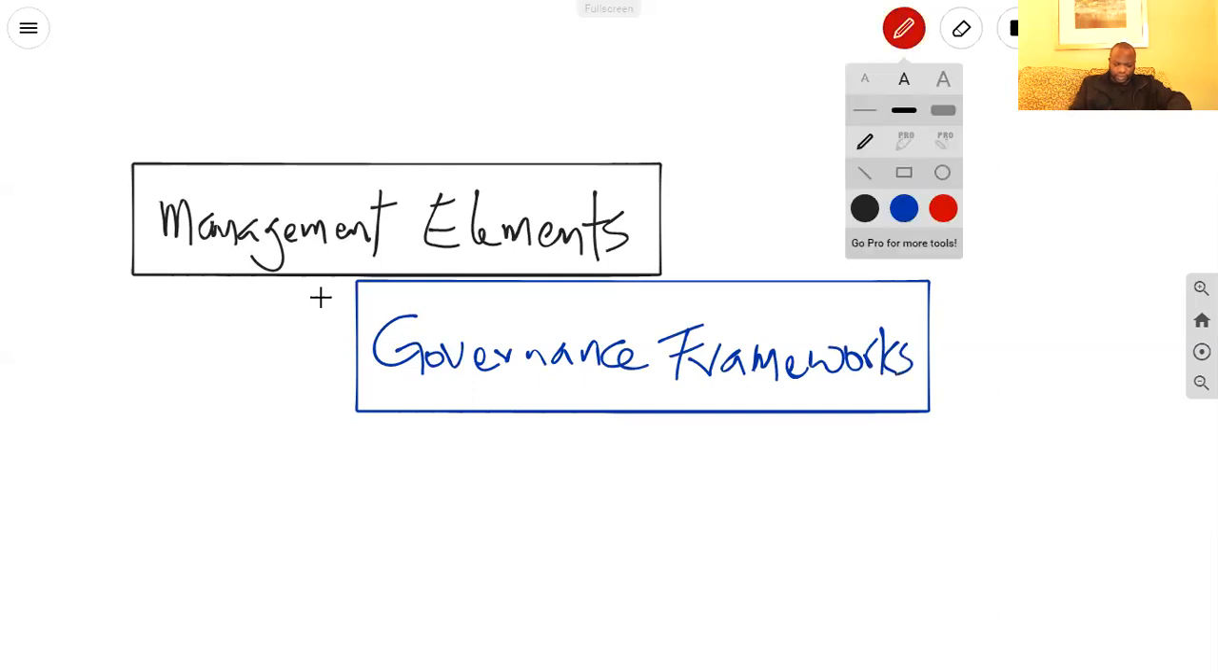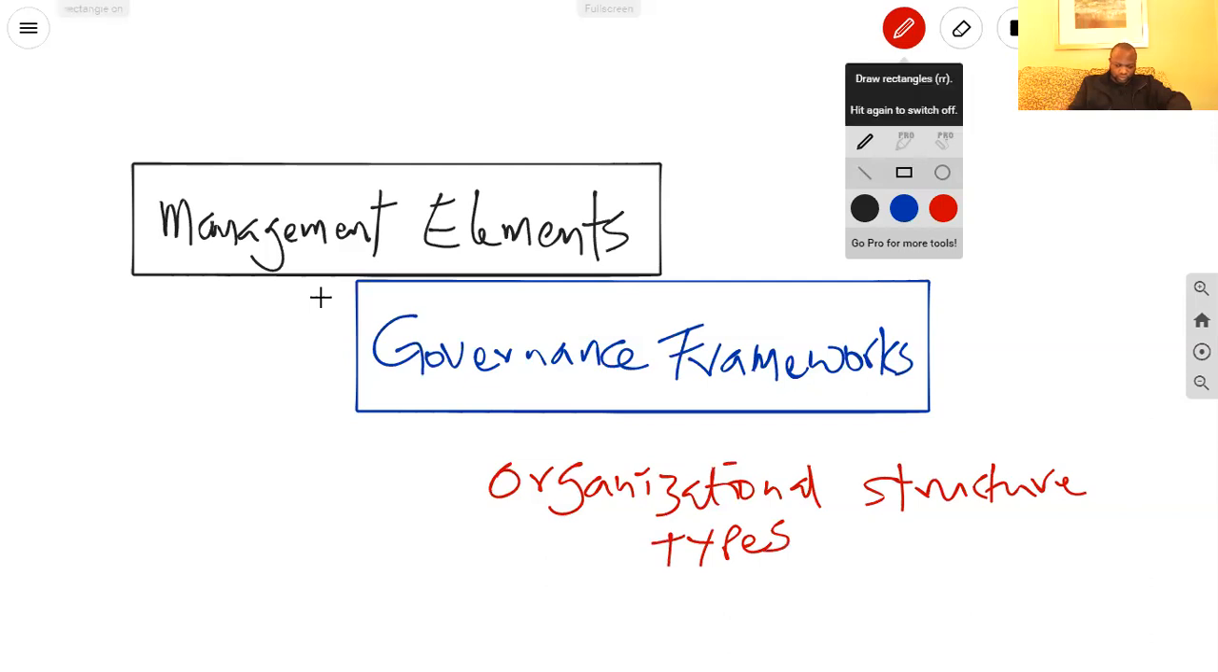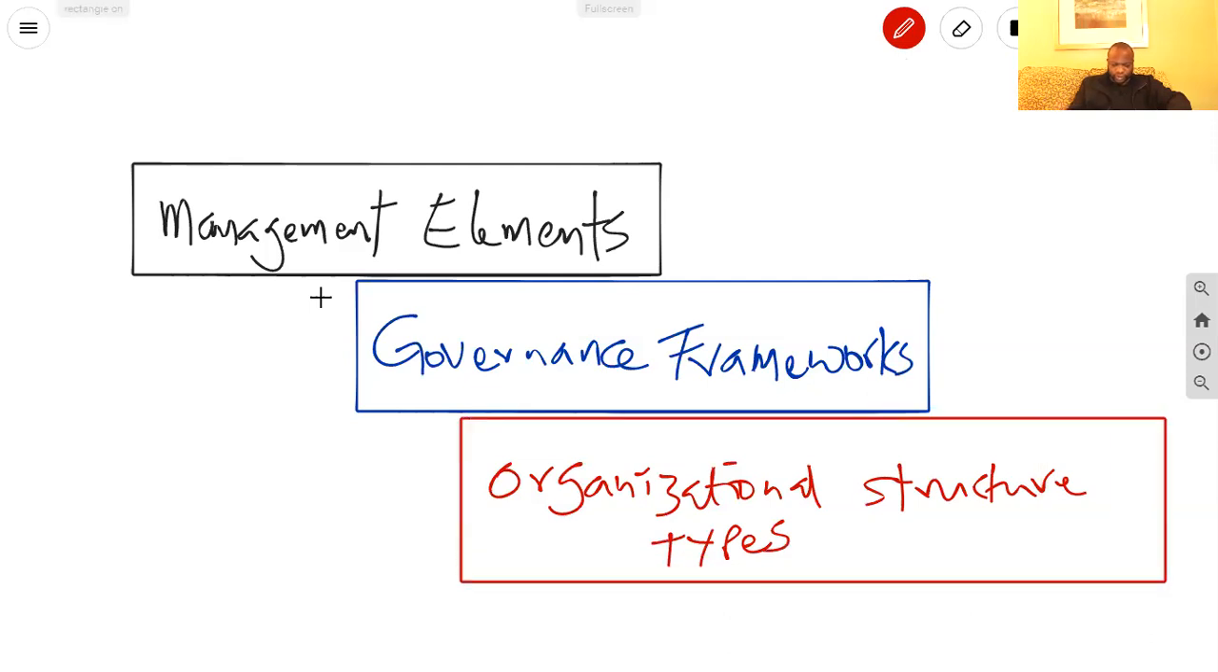And you know what the last slab is? Organizational structure types. That is our final slab. Those three things is what makes 2.4 a mystery for people, because PMI mentioned them without defining them. So when people see management elements, governance frameworks, and organizational structure types, it sounds weird.